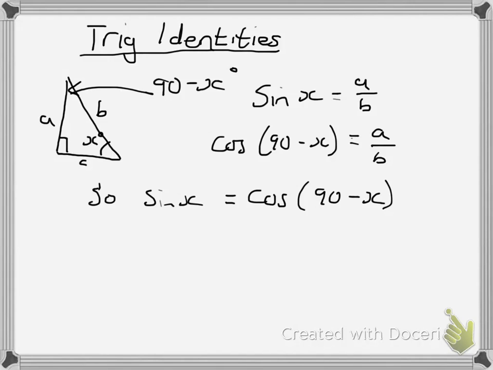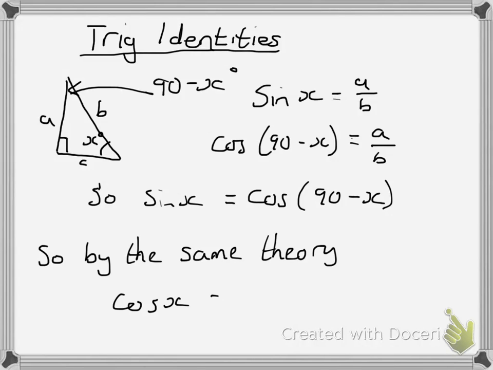There we have what we call a trig identity. If that's true, then therefore it's also true that cos of x is equal to sine of 90 minus x. Those are your first identities.